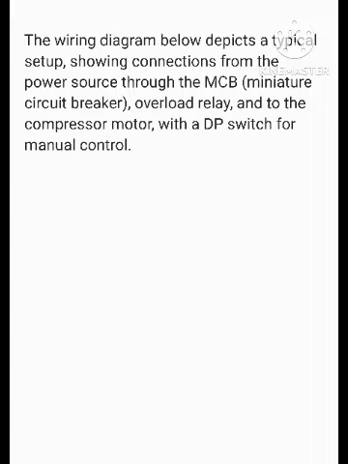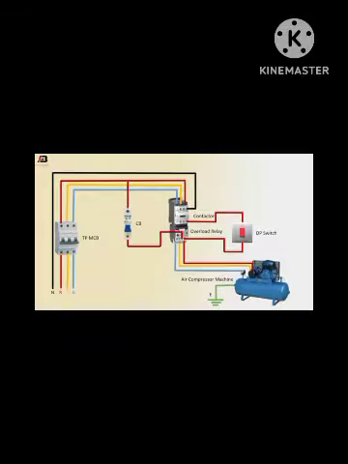The wiring diagram below depicts a typical setup, showing connections from the power source through the MCB, miniature circuit breaker, overload relay, and to the compressor motor, with a DP switch for manual control.